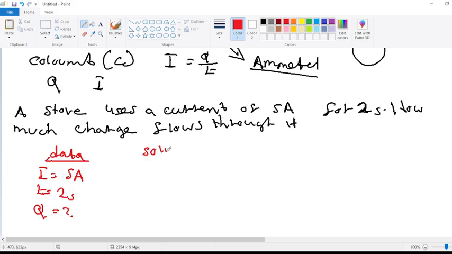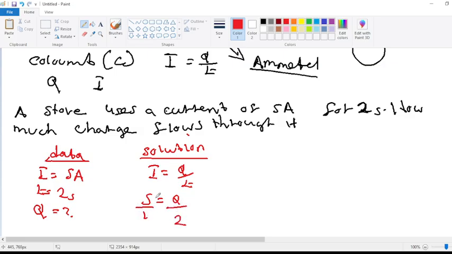So you go with the solution. Always collect data when you are dealing with calculations: data first, then the solution. This is where our formula comes in. Current equals charge over time taken. The current we've been given is 5 amps, so we have 5 amps equals the charge, which we have to calculate, over the time, which is 2 seconds.